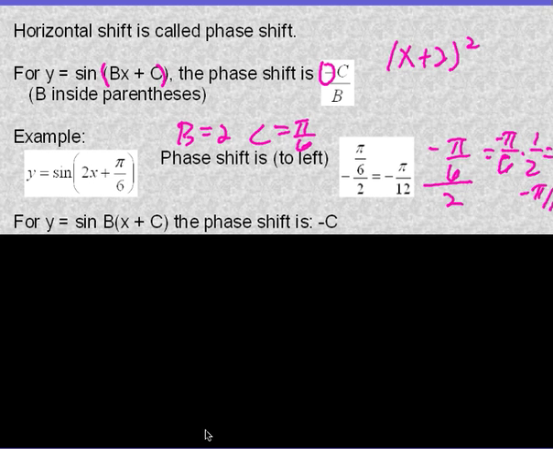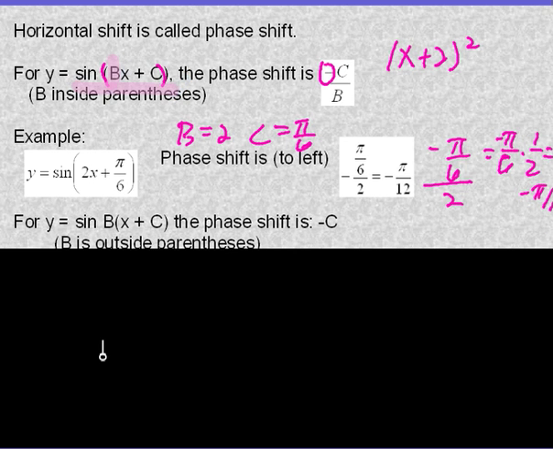Here's the first one, and notice the difference. Here we have B inside the parentheses. Here we have B outside the parentheses. So if B is not inside the parentheses, your phase shift is simply negative C. You're not going to divide it by B. That's a little bit tricky to remember, but it's important because otherwise you'll get the wrong phase shift.